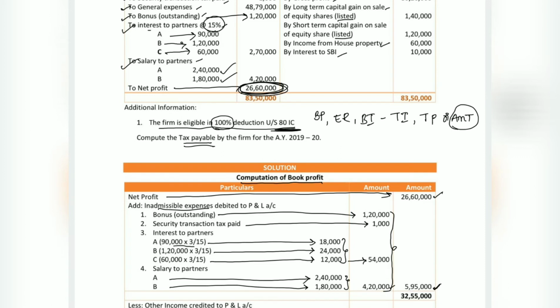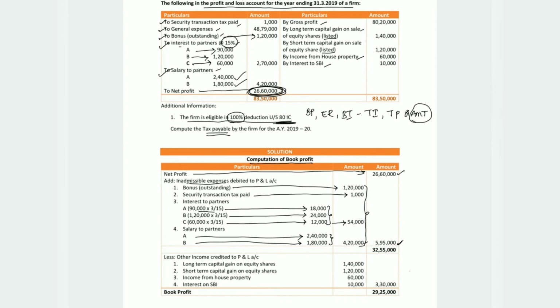the total value is 32,55,000. Let's check the credit side of the profit and loss account. We have gross profit. We have long-term capital gain, which is on listed securities. So we have non-business income of long-term capital gain to the extent of 1,40,000. Short-term capital gain 1,20,000. So we will consider 1,20,000 since it is non-business income.